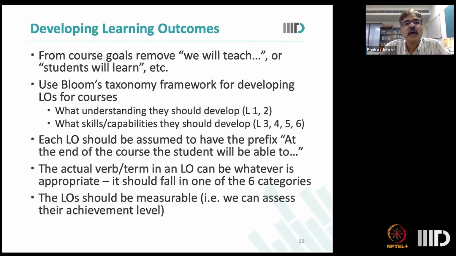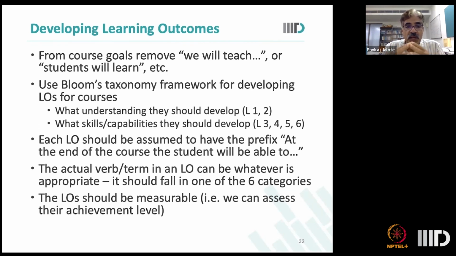So first of all, if it's an old course, you'll find statements like "we will teach, students will learn." Please remove them. First exercise, remove them, and then use Bloom's taxonomy framework for developing the learning outcomes, as we've discussed. Understanding, there is hardly going to be anything in level 1, so what is level 2? And what skills and capabilities they should have. Levels 3, 4, 5 are what you are likely to see most. In some courses, you might also have 6.